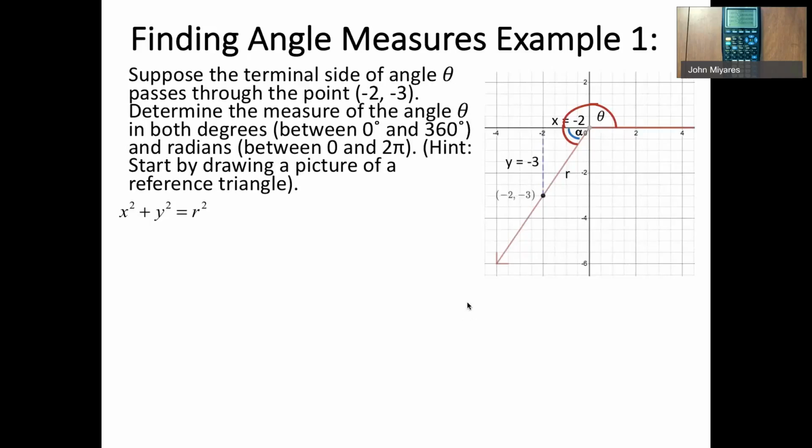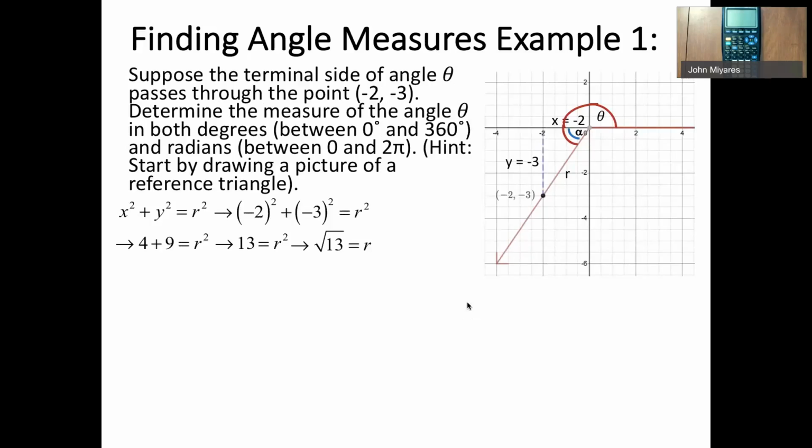Substituting in what we know, you'll have -2 squared plus -3 squared equals r squared. Expanding that will give us 4 plus 9 equals r squared, or r squared equals 13, making r equals the square root of 13.